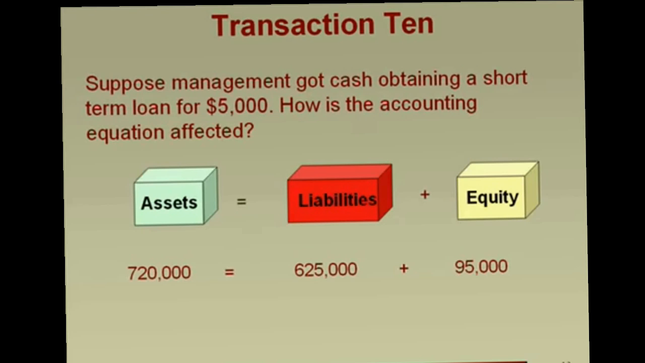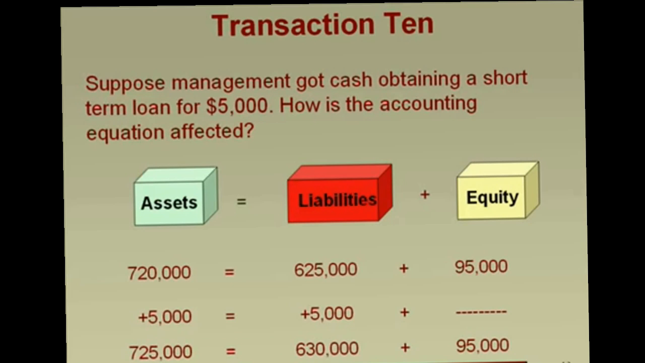Hopefully now it's getting easier for you. You got cash, so cash goes up $5,000. Cash is an asset, so assets go up by $5,000. But they owe money, so a liability goes up $5,000. So the impact on the accounting equation is that assets go up $5,000 and liabilities go up $5,000. Equity is not impacted. So the final total is assets 725 equals liabilities 630 plus equity 95.